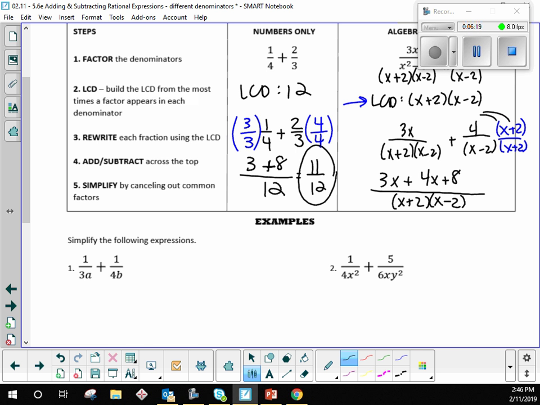And then what can combine in that numerator? The 3x and the 4x. So that gives me 7x plus 8. And you can either leave the denominator as x plus 2, x minus 2, or rewrite it as x squared minus 4, whichever you like. They're both fine for me.